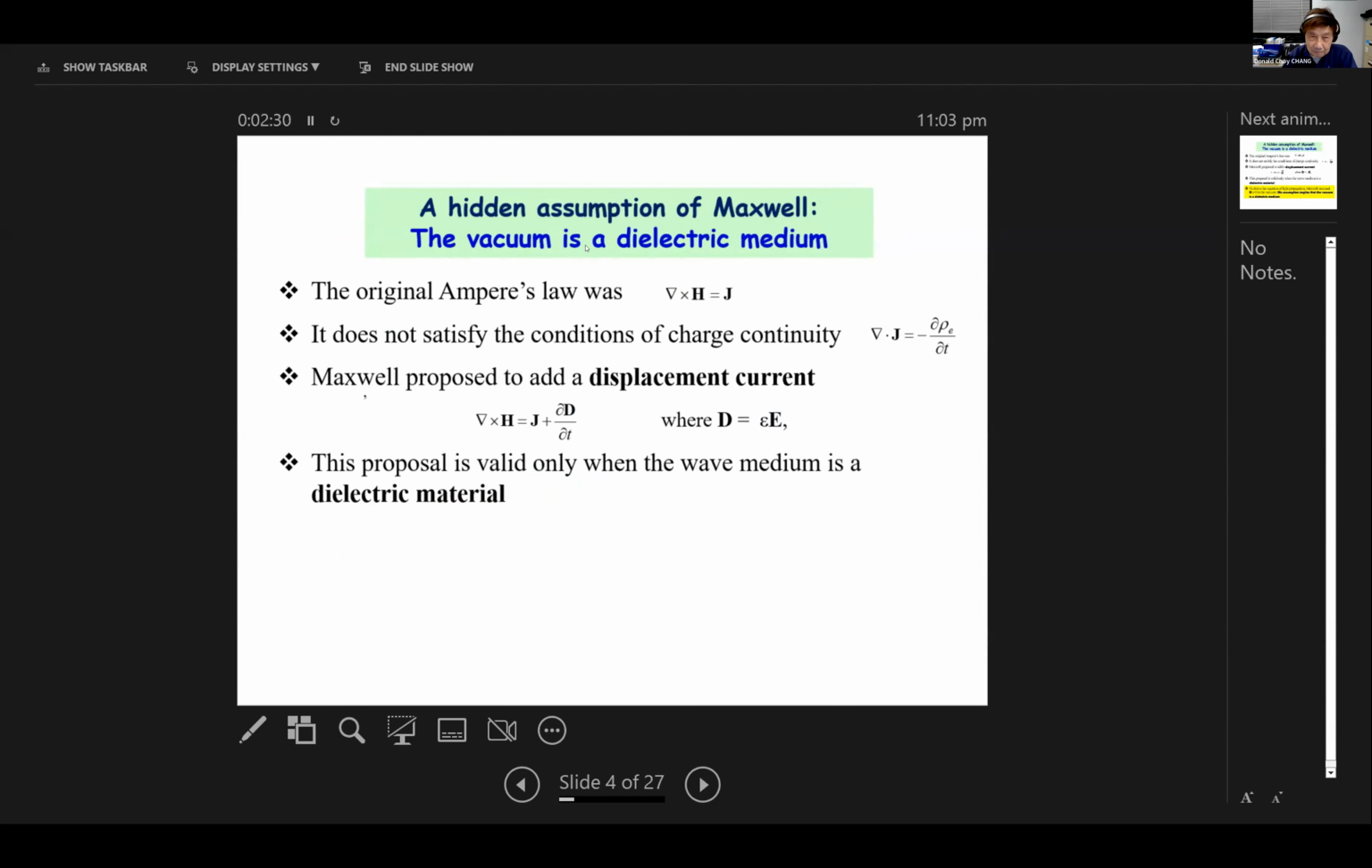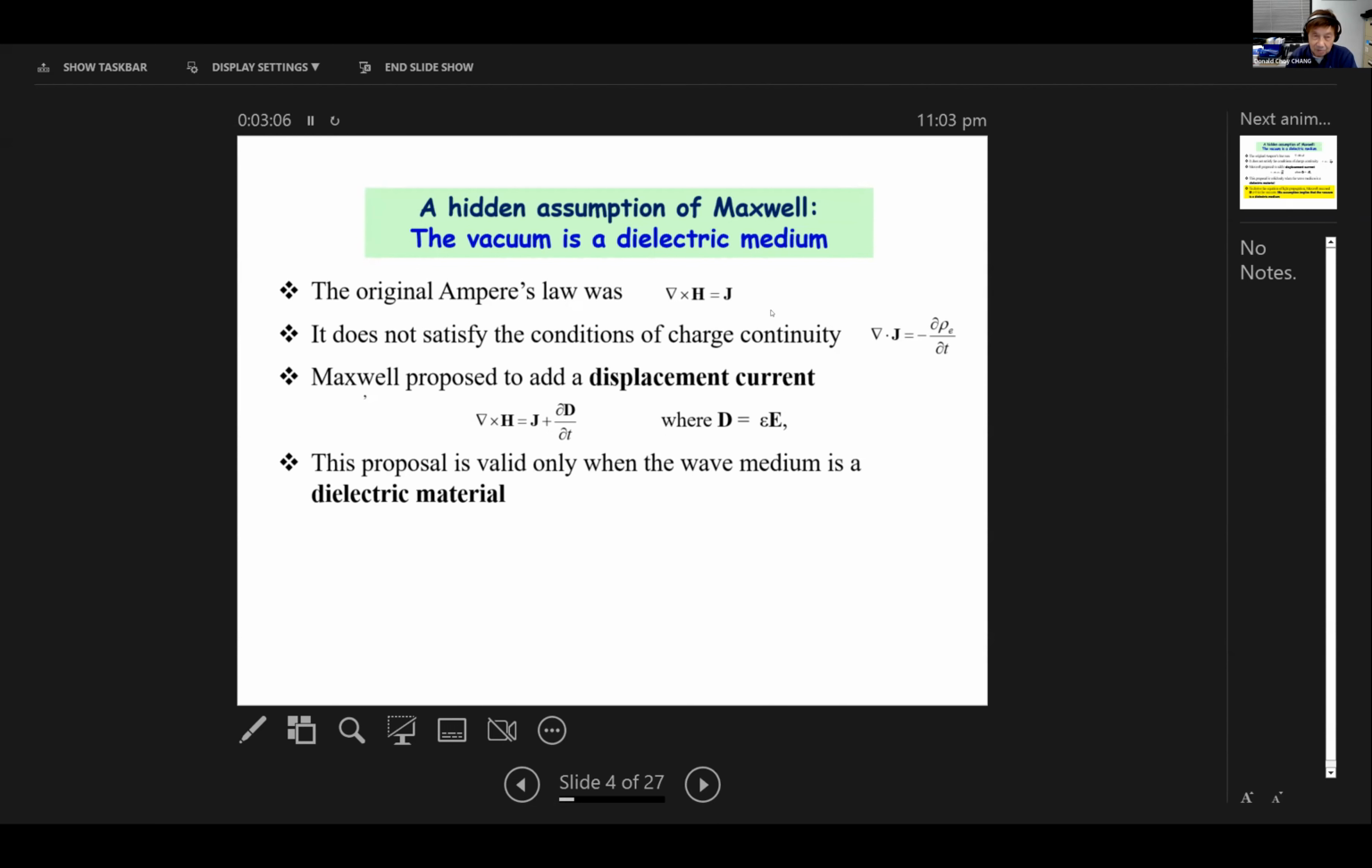Now if one looks at the original version of the Maxwell theory, the original Ampère's law was written like that. The curl of the magnetic field is equal to the external current. But there's a problem with this original Ampère's law because it does not satisfy the condition of charge continuity. If you take the divergence of both sides, then the divergence of J is automatically 0. It will not be like that.